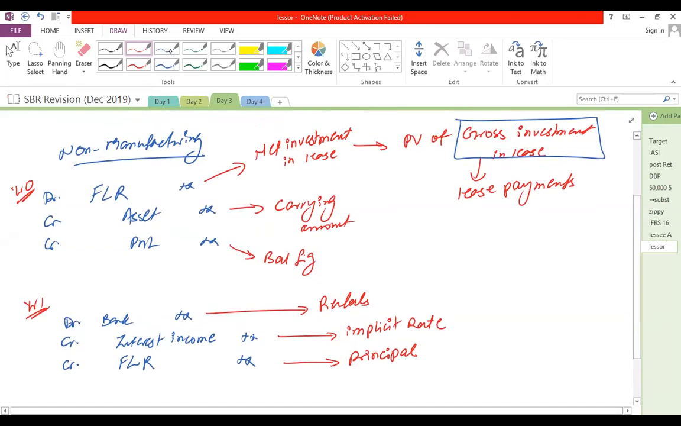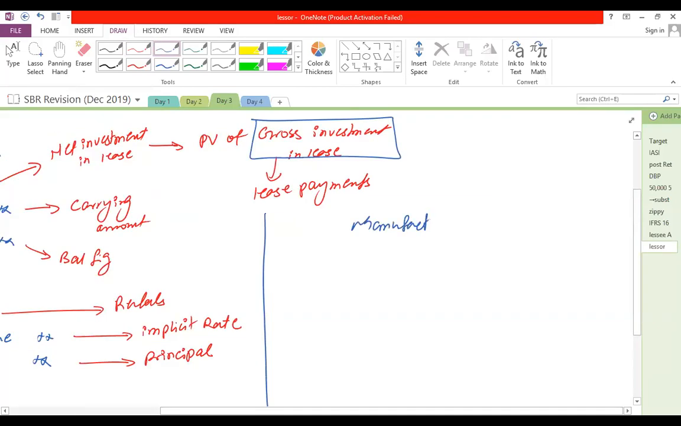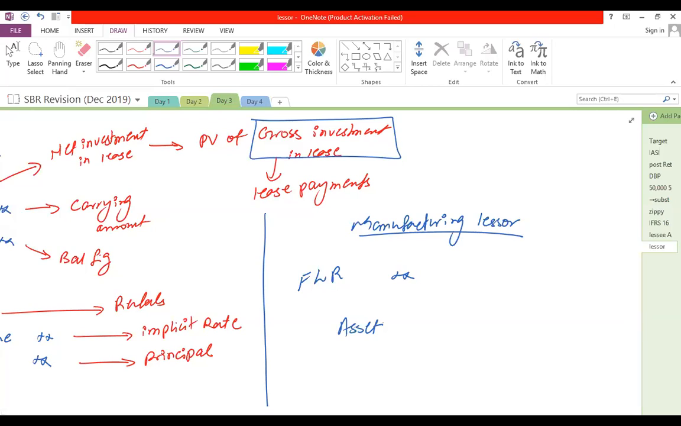Now, when we talk about a manufacturing lessor, the entry is quite similar. The manufacturing lessor will also debit the finance lease receivable, but will not be crediting the asset, because for the manufacturing lessor, it's an inventory. So ideally, the manufacturing lessor should be crediting the sales. So the entry will be finance lease receivable debit and the sales credit.